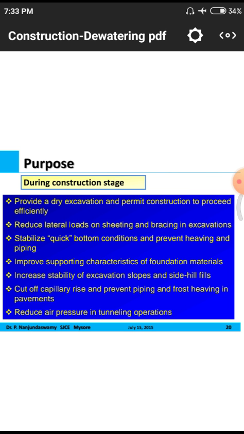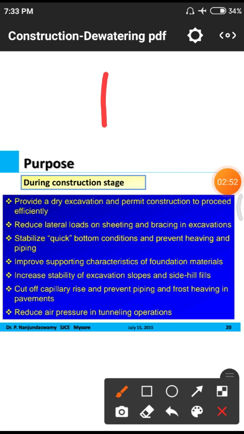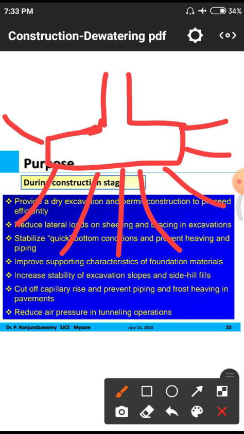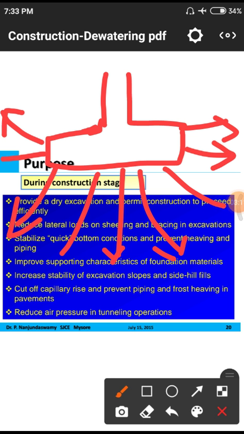Improve support characteristics of foundation material. Supporting characteristics means normally we fill stone dust and other fine grained materials to give support to the foundation. Support means, normally I will draw, it is a normal foundation, so the foundation will exert forces, and the total forces will have to move to the ground.